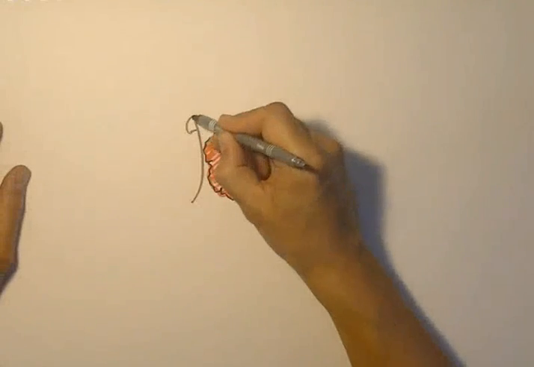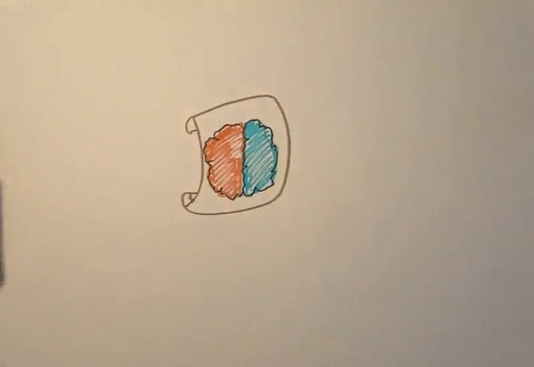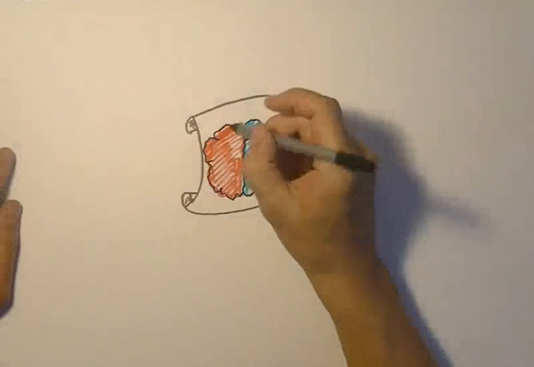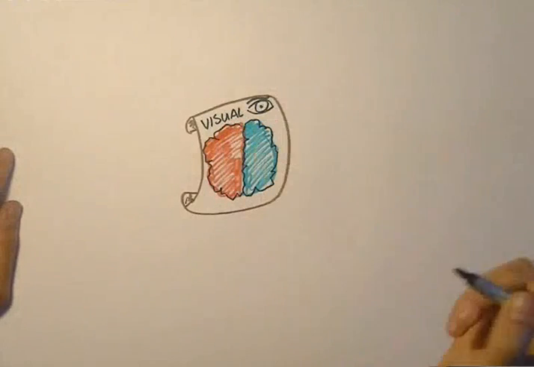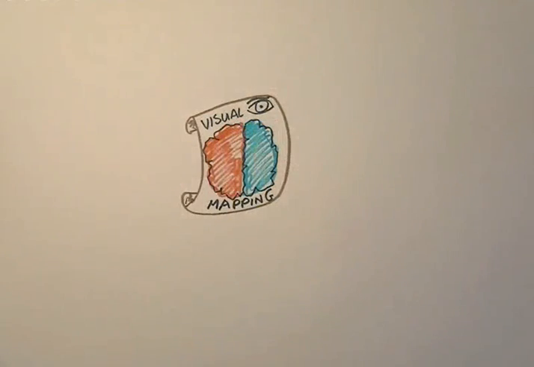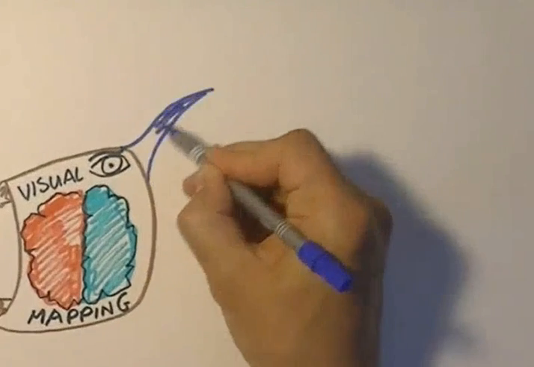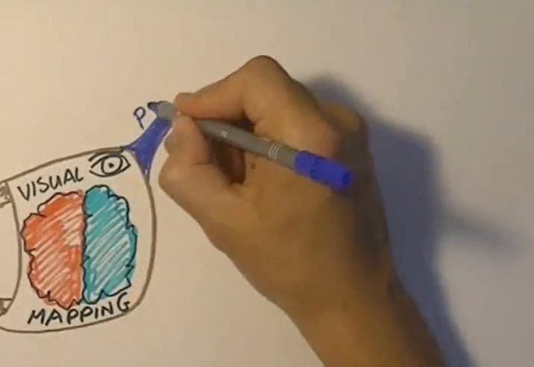And what we have here is an image that is associated to what this is all about, and this is visual mapping. Once you have the central image, you then need to add branches of information, or what you could call key topics, that link to the central image.